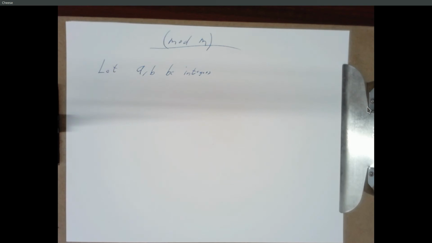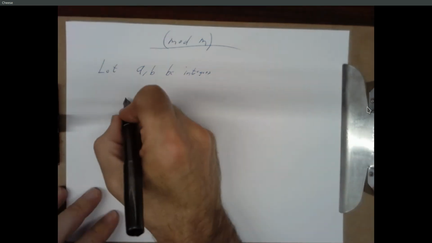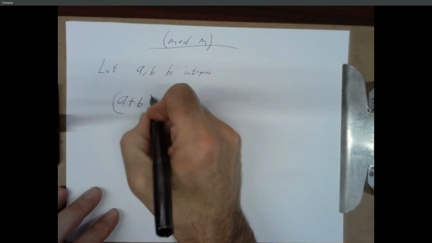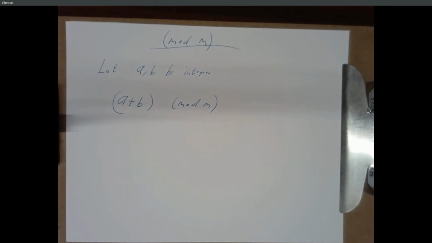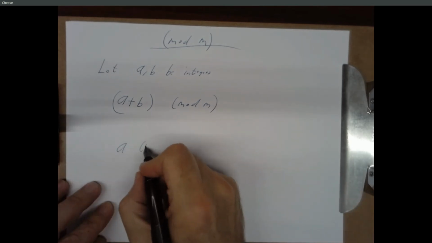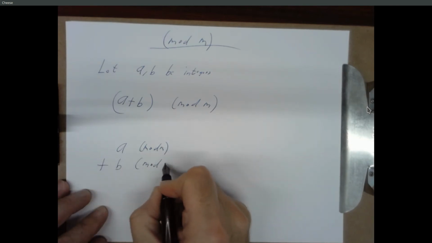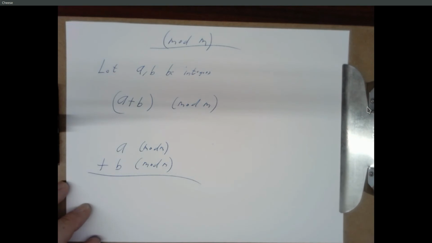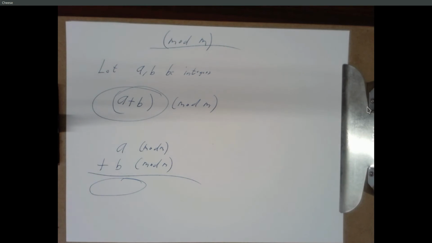Let a and b be integers. We can take a and b, add them together, and reduce that modulo m, and we get some number. We can also take a modulo m and b modulo m and add those together. And this answer and this answer are going to be congruent modulo m.